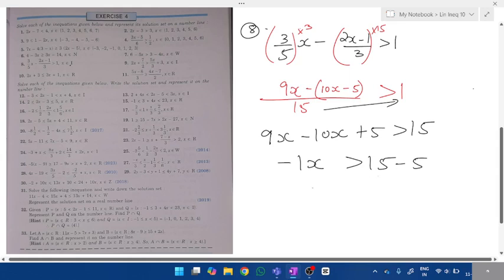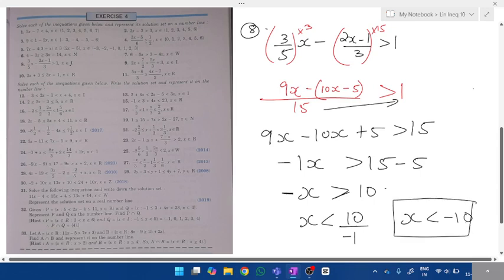So, minus x is greater than 10. Now I don't need this minus. Where should I shift it? If I shift it, it goes divided by minus 1, right? Then the greater symbol will be less than. So what's the final answer? x is less than minus 10.